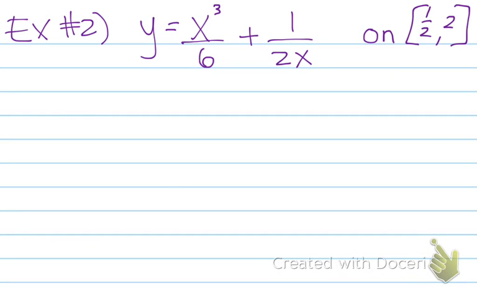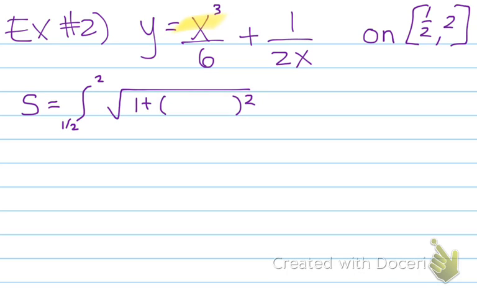Alright, so our first example is on page 437. It's example number 2. We're trying to find the arc length of the equation y equals x cubed over 6 plus 1 over 2x, on the interval from 1/2 to 2. So I can start setting up my arc length formula. S equals the integral from 1/2 to 2 of the square root of 1 plus, and in here is the first derivative of y. If you find the first derivative of x cubed over 6, you get 3x squared over 6, which is the same thing as x squared over 2.